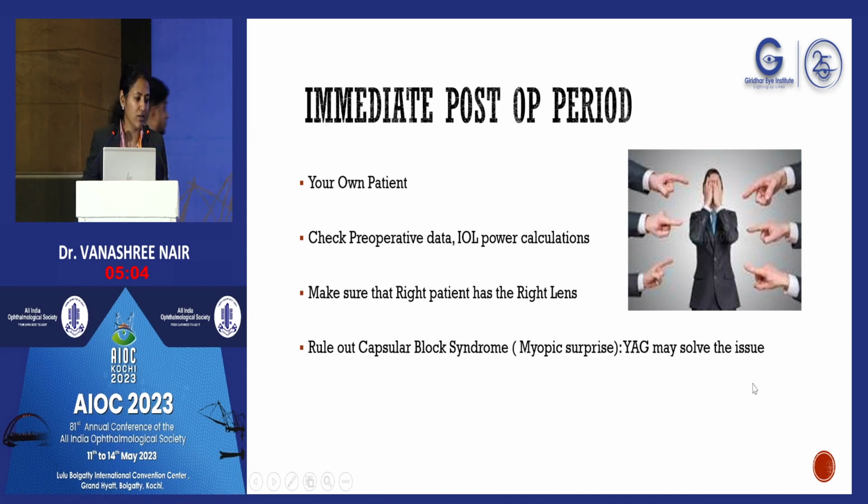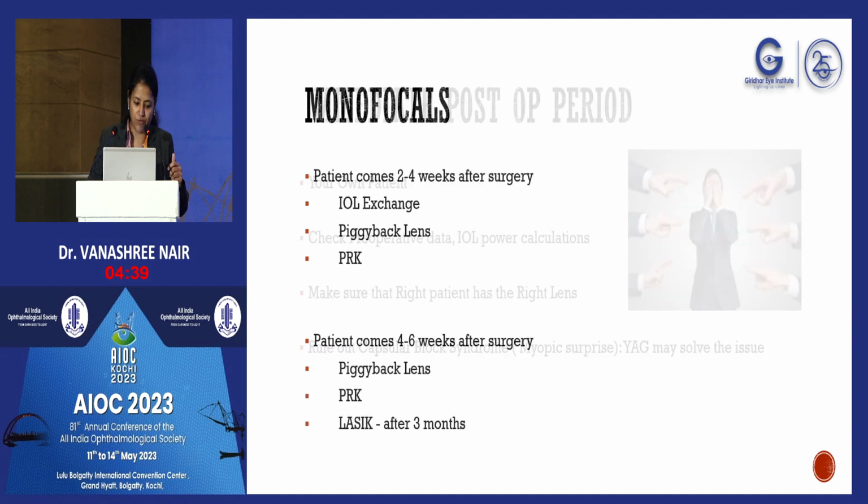If it is a large refractive error or if the patient is unhappy, then we need to trace our path back. If it is your own patient, then you check your preoperative data and the IOL power calculations that you have done. Make sure that some other patient's lens was not put in this patient by mistake. And on the slit lamp, please rule out capsular block syndrome, because here you can have a myopic surprise where a small YAG capsulotomy itself might solve the issue of the myopic shift.